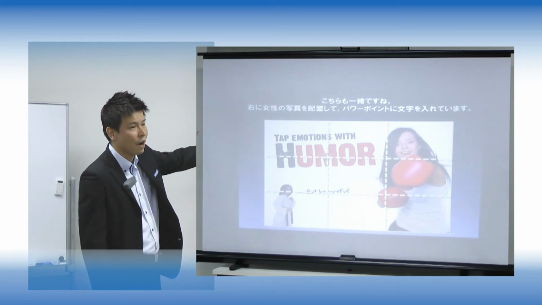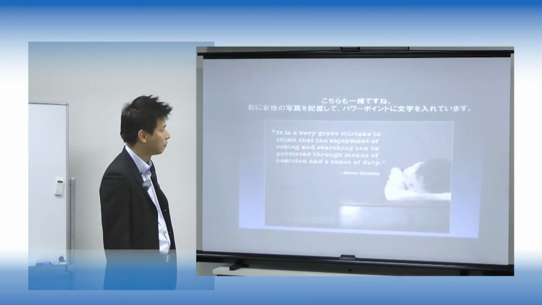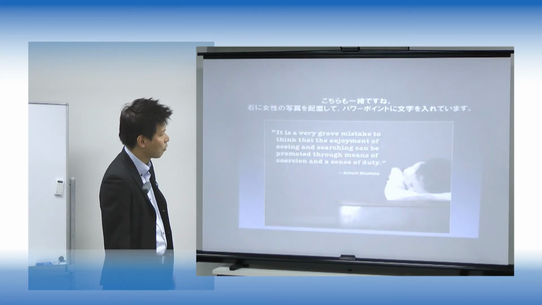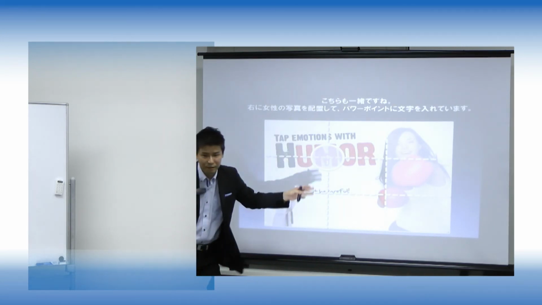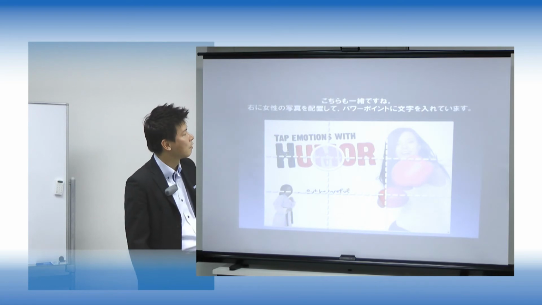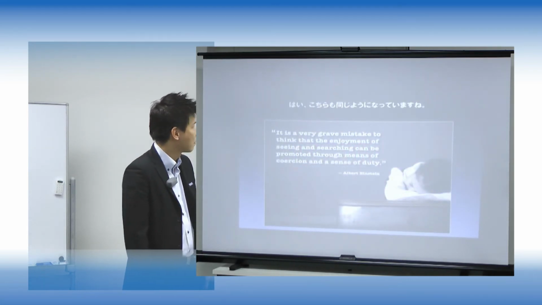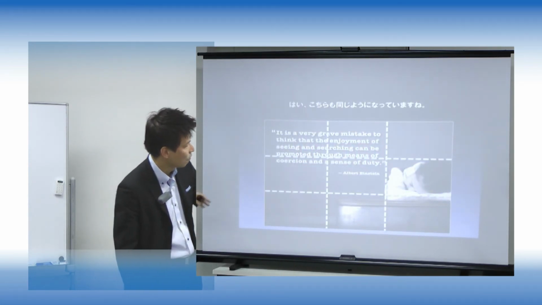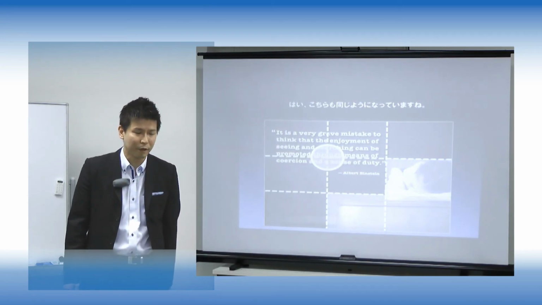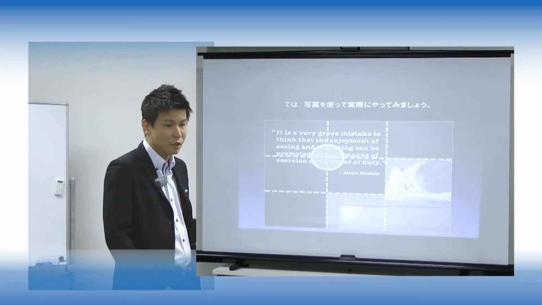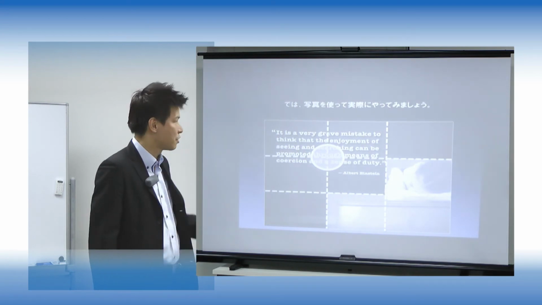The rule can be applied to this slide as well. The image is on the right side and the text is on the power point. And this slide is the same. The 1/3 area has the girl's image and the text is on the power point. Okay. Now, let's give it a try using this picture.